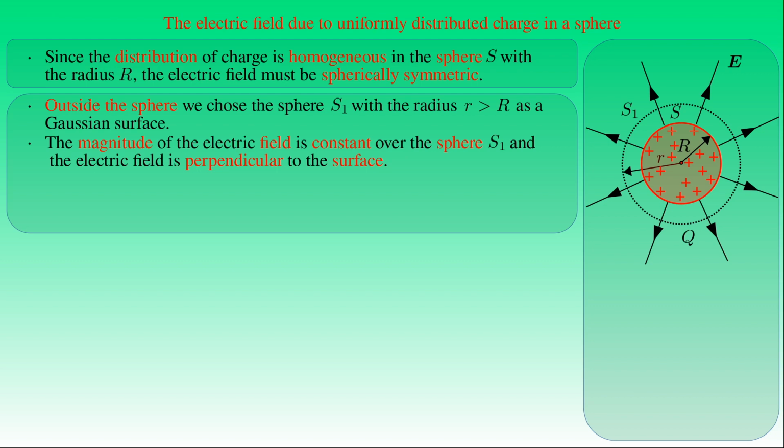Here the integral of the electric field E due to the charged sphere over the Gaussian surface S1 can be written as the magnitude E of the field over the surface, times the area S1 of the surface. This area is equal to 4 pi times r squared.